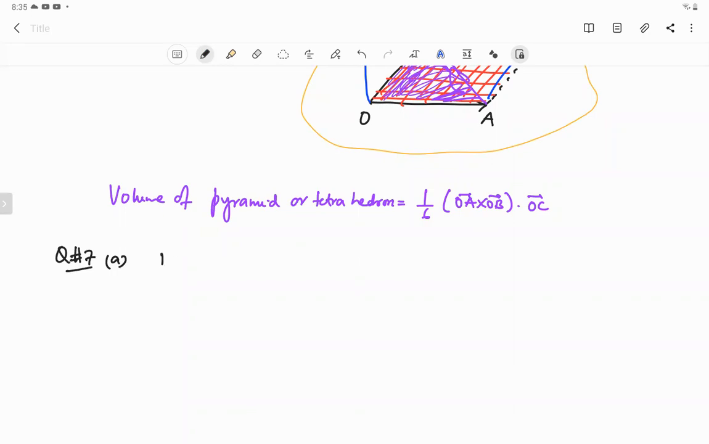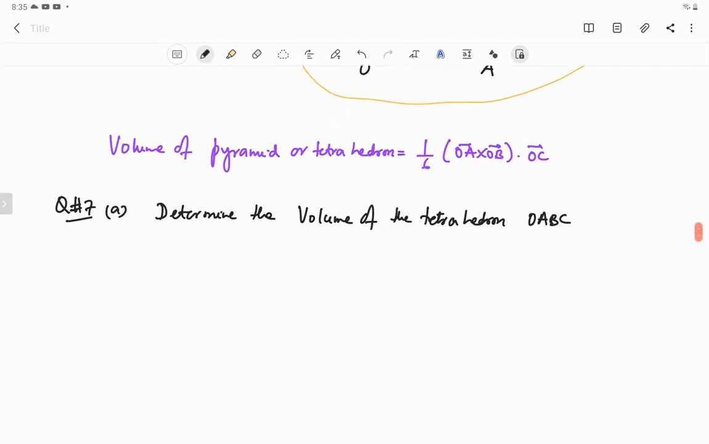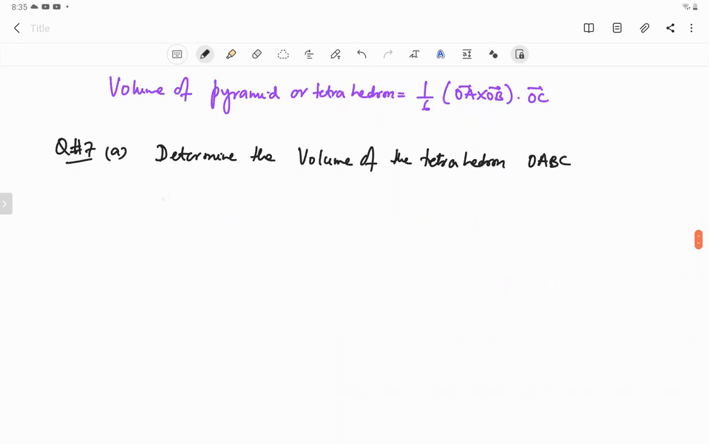Tetrahedron. Determine the volume of the tetrahedron OABC, or we can also call it a pyramid. Its one point A is (-2, 4, 1). The second point B is (8, 1, 0) and C is (5, 6, -7).